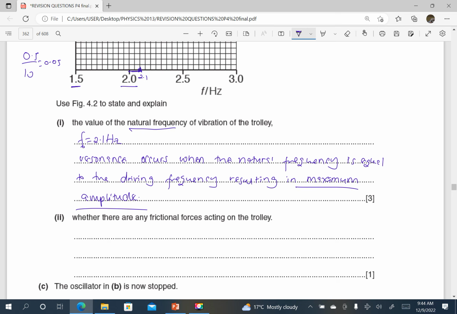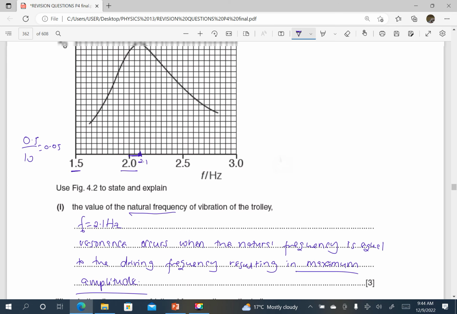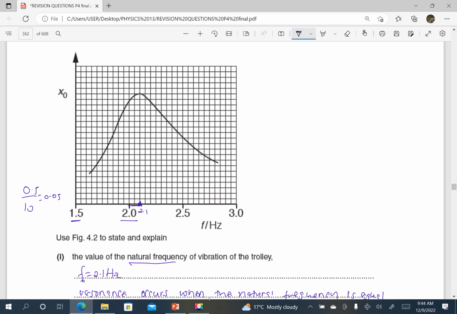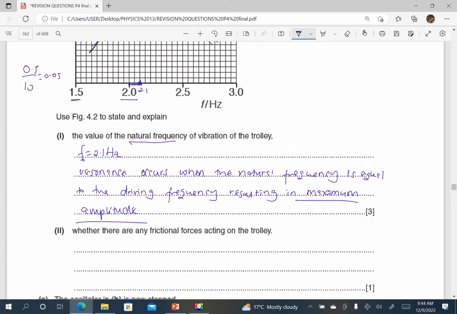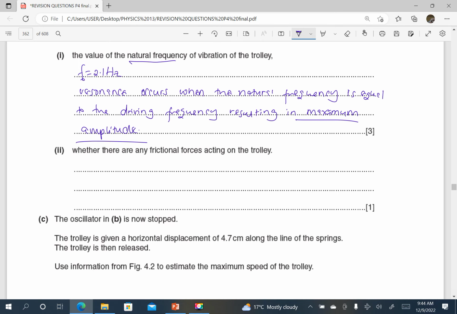Use the figure again to state and explain whether there are any frictional forces acting on the trolley. Of course, there are frictional forces. If they were not there, this would be a straight sharp line, and this would also be a straight sharp line. So there is some damping. That's why you see the peak is not infinite. The peak is not very sharp, which means the amplitude is not infinite.